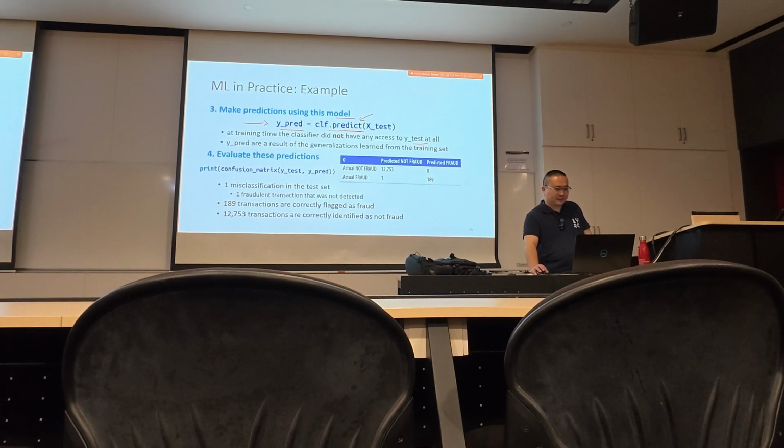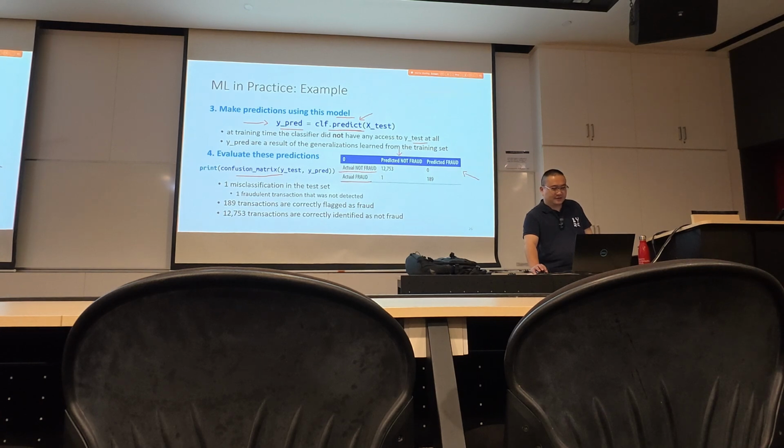So one way is that we can generate the confusion matrix. The confusion matrix is just a table. Each row represents the ground truth label. So each row is the actual, for example, actual normal transaction and actual fraudulent transaction. And then each column represents the predicted result. For example, the first column represents the predicted normal transaction, and the third column represents the predicted fraudulent transaction.